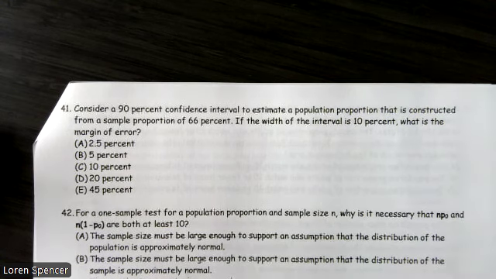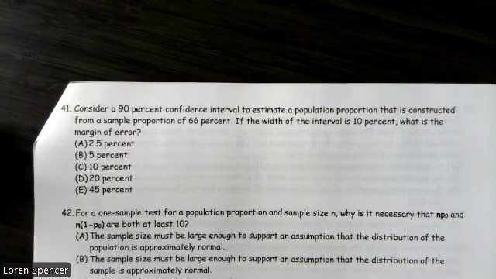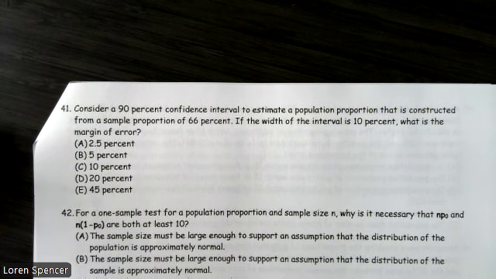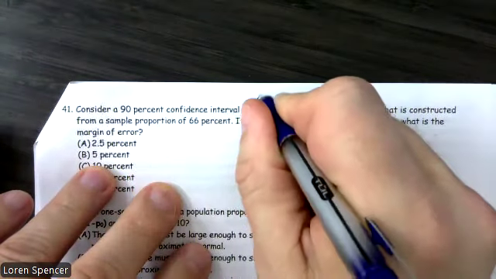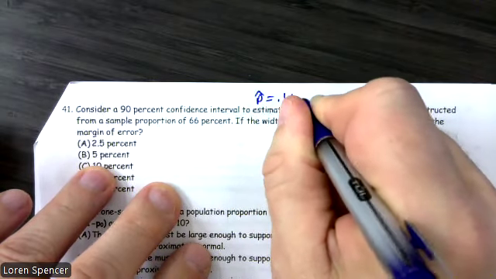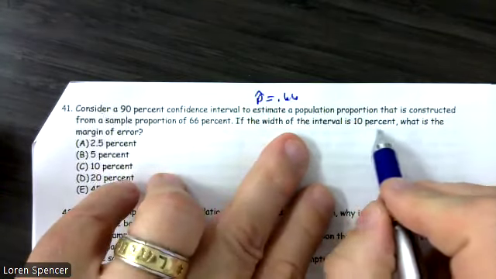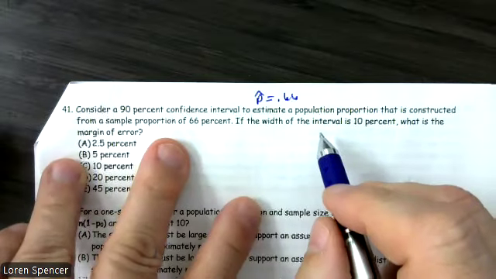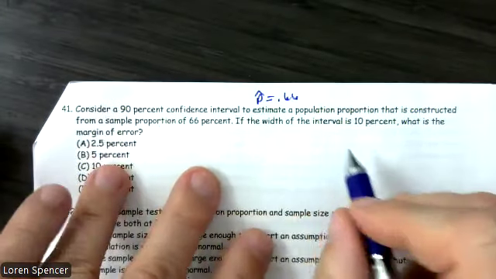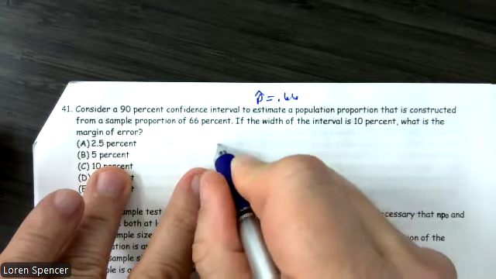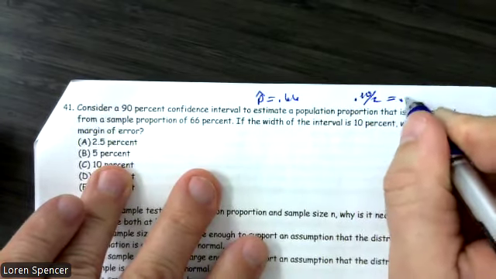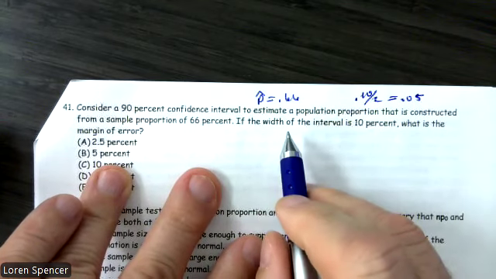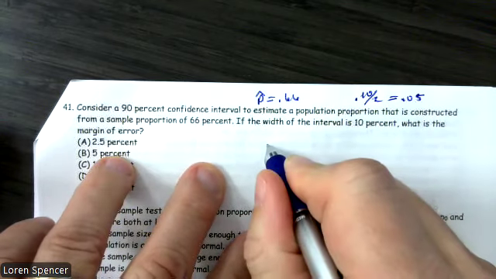So consider a 90% confidence interval to estimate a population proportion that is constructed from a sample proportion of 66%. So they're telling us right away that p hat equals 0.66. If the width of the interval is 10%, what is the margin of error? Well, there's a shortcut way to doing that. Because this is the total width, I could just divide it by 2, and I would get my answer as being 0.05. But I want you to consider what this actually looks like.